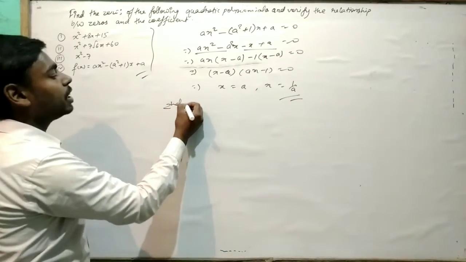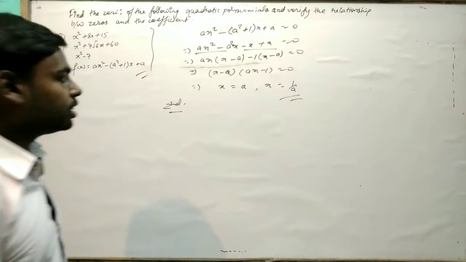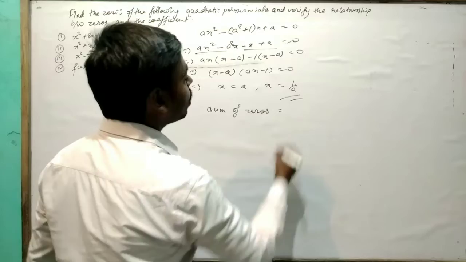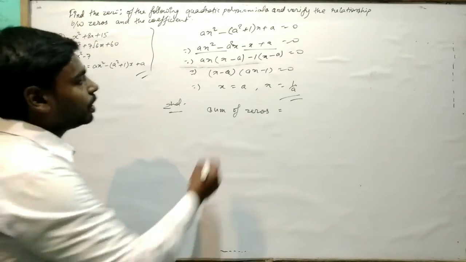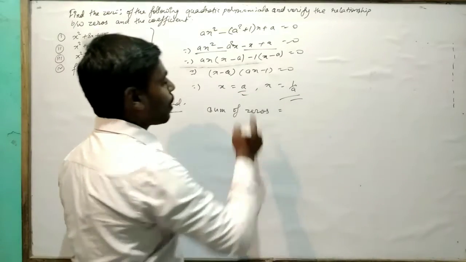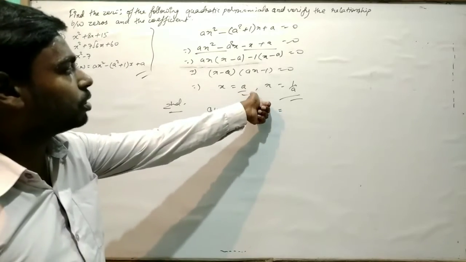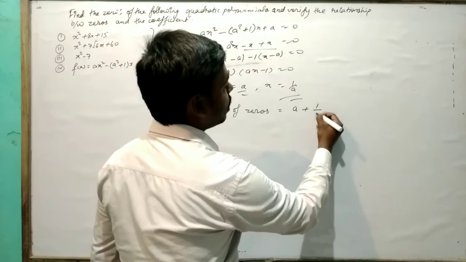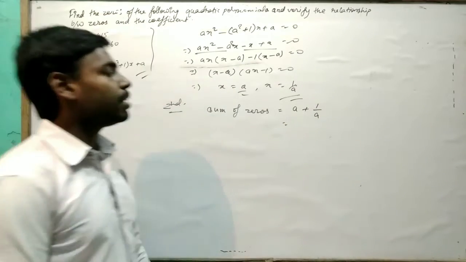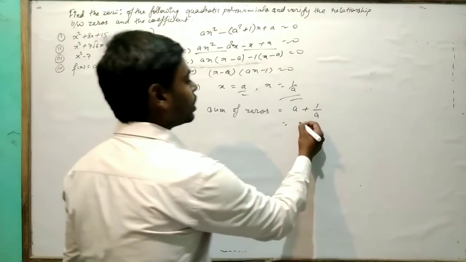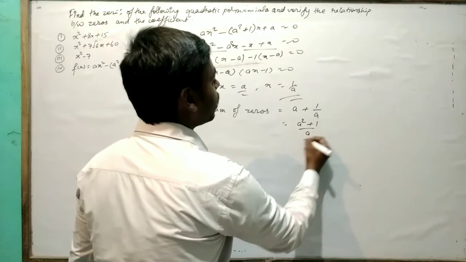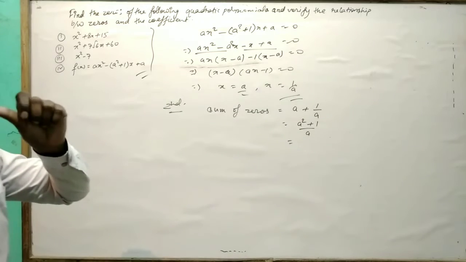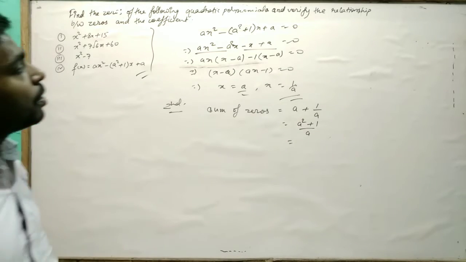Second part, verification. First is the sum of zeros. Sum of zeros is what? We have two zeros, a and 1 by a. First we have to add a plus 1 by a. Now we get a square plus 1 by a. A square plus 1 is what?